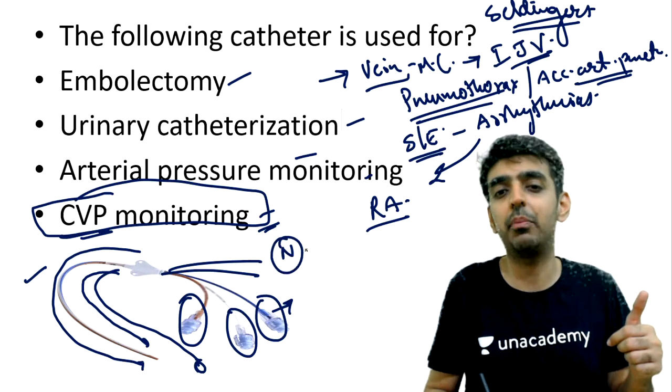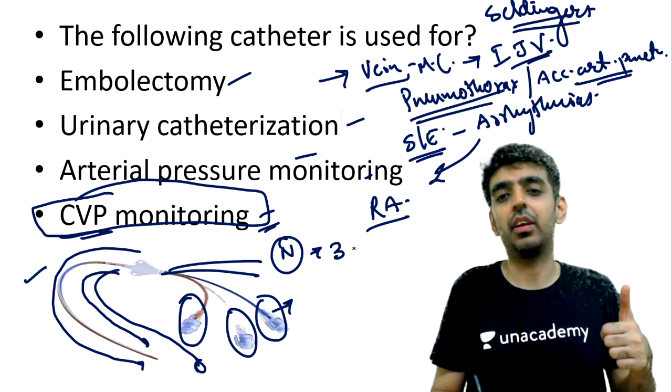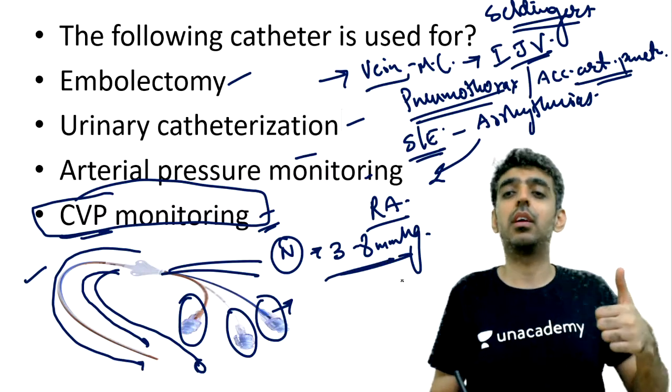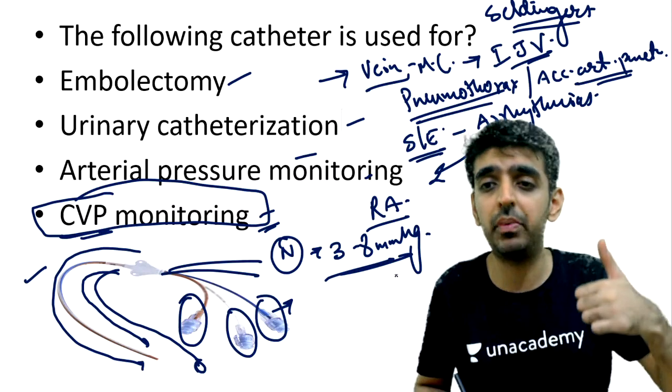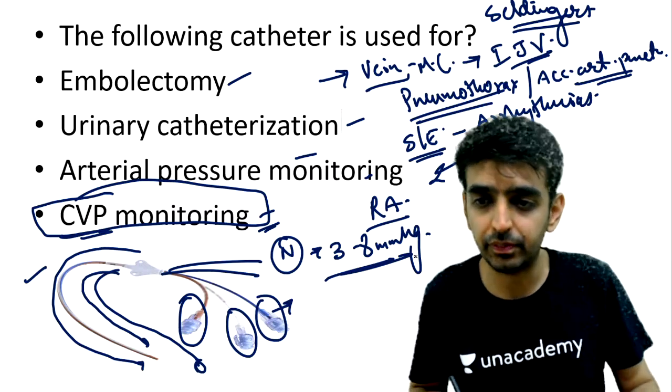Another thing that can be asked is what is the normal value of CVP? The normal value of CVP is in the range of 3 to 8 millimeters of mercury. Right, guys? Clear about this question?